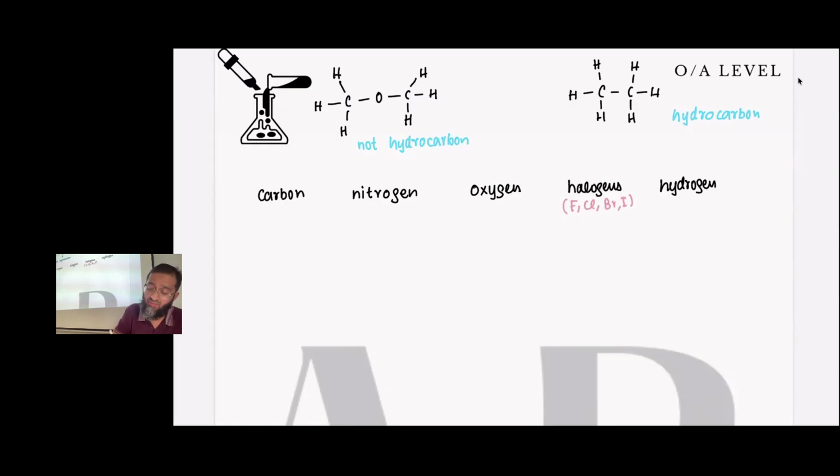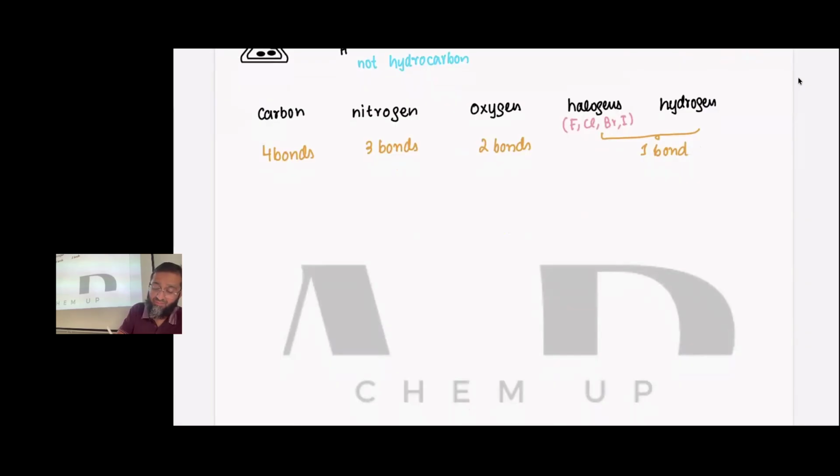Okay. So carbon makes 4 bonds, and always remember that these bonds are covalent. Carbon makes 4 bonds, nitrogen makes 3 bonds, oxygen makes 2 bonds, halogens and hydrogen 1 bond. Is this clear? These are the things that you guys need to remember.